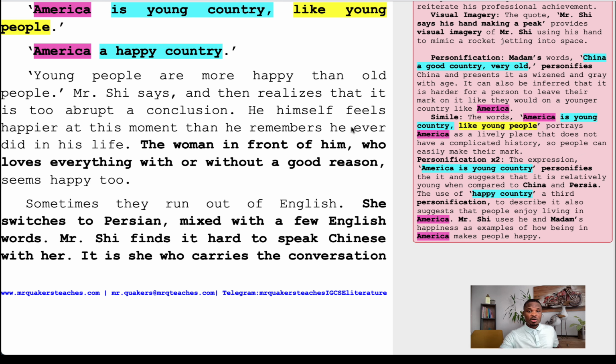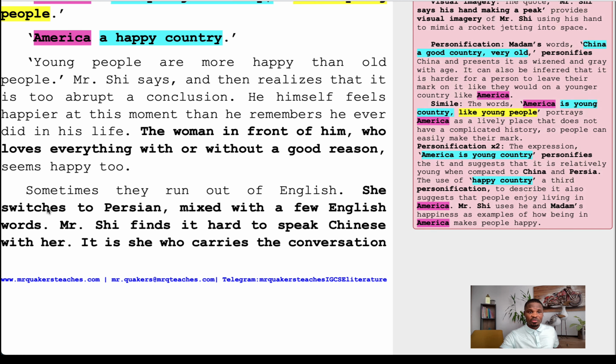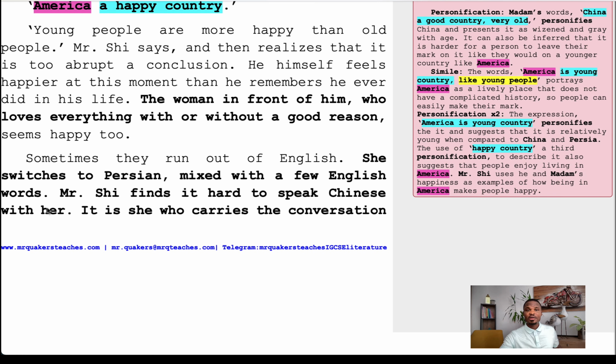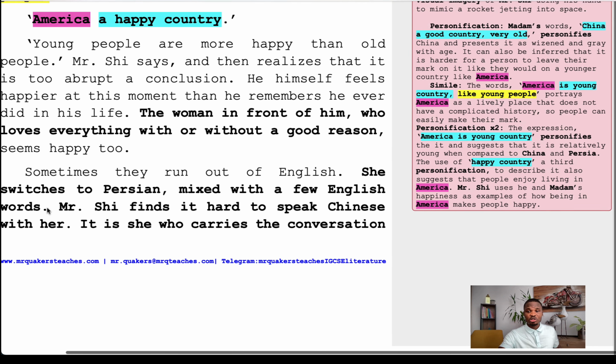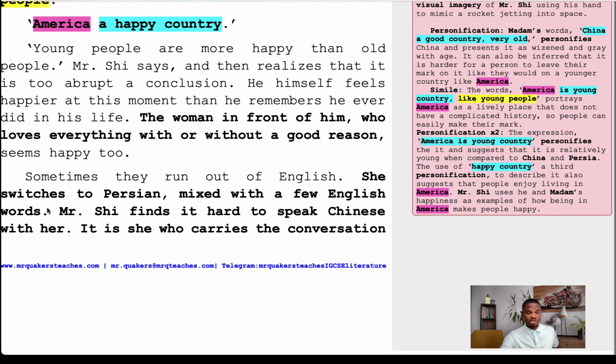Then, from this portion of the last paragraph, we see that the nature of the language between the pair is again revealed by Lee. So she says that sometimes they run out of English. That's Madam and Mr. Chi. They run out of English. They're unable to speak English. But then Madam switches to Persian. So she begins to speak native Persian, mixed with a few English words.